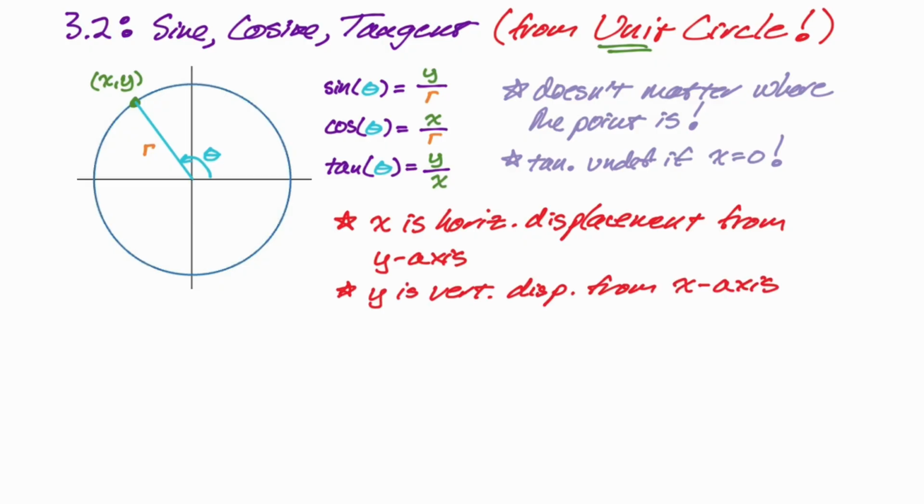And then y is the vertical displacement from the x-axis. So if y is positive, then you're above the x-axis. If y is negative, you are below the x-axis. So it is the displacement.